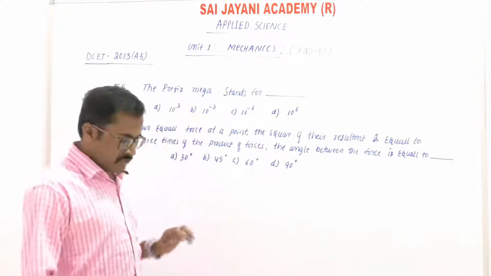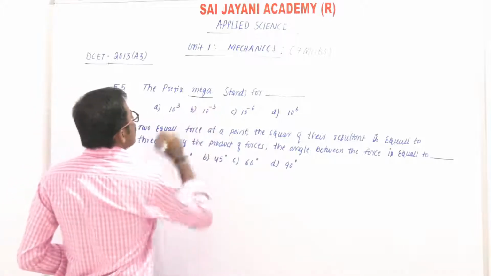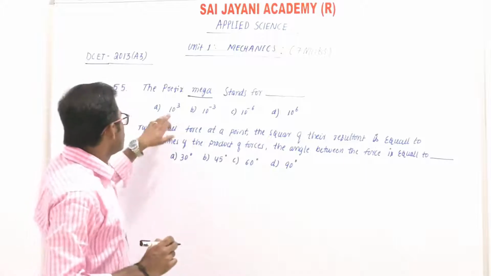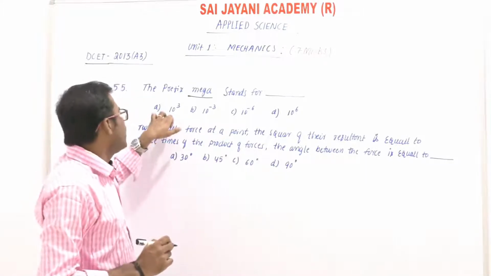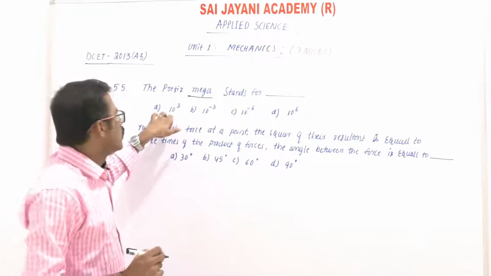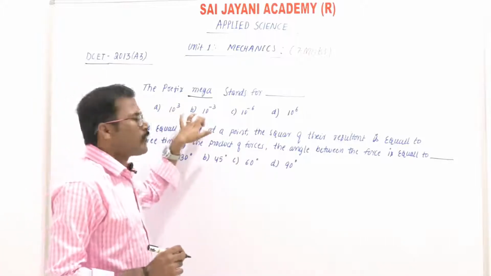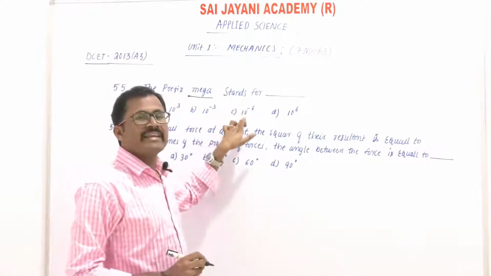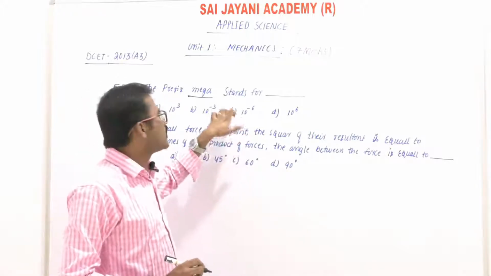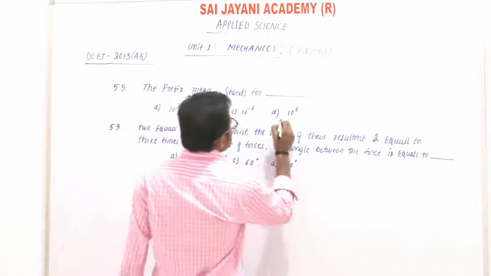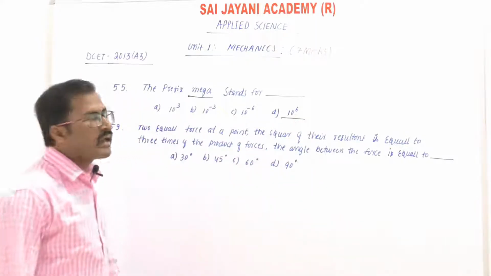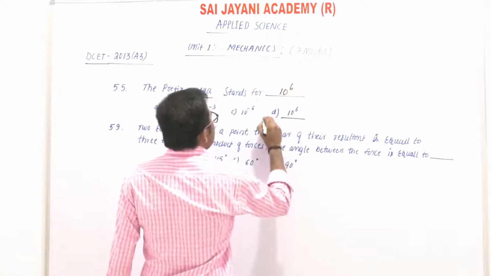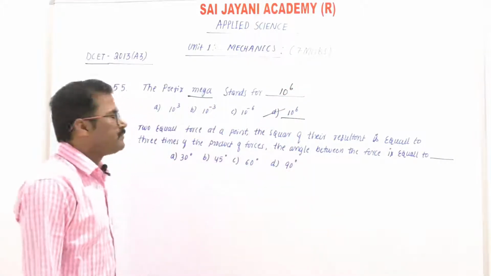So the prefix mega stands for, what is the meaning of mega? He is asking about the meaning of mega. Look at option A, 10 to the power 3 is a kilo, so it is not the right answer. 10 to the power minus 3 is a milli, not the right answer. 10 to the power minus 6 is a micro, not the right answer. 10 to the power 6 is a mega. The prefix mega stands for 10 to the power 6. So option D is the right answer.